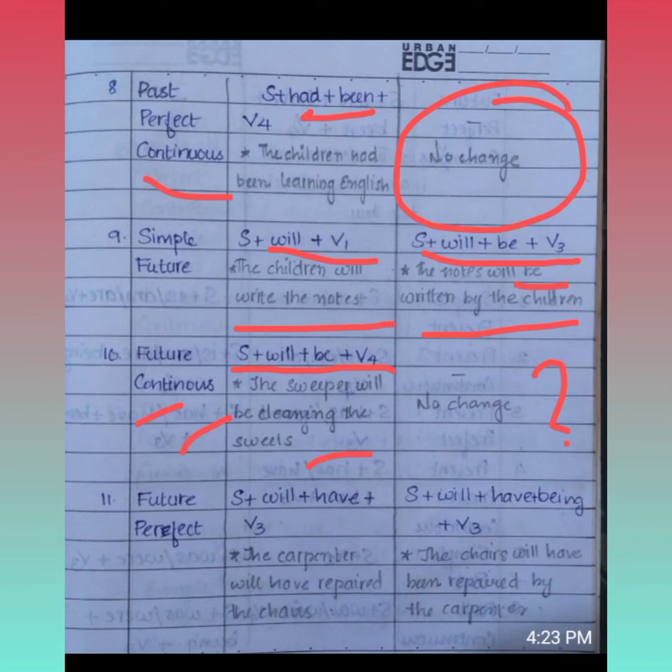If the active voice sentence is in future perfect tense, it will be in the structure of subject plus will plus have plus V3 form of the verb. For example, the carpenter will have repaired the chairs. Then what will be the passive voice for this? Subject plus will plus have been. So the chairs will have been repaired by the carpenter. Here, been. So will have been repaired by the carpenter. Clear, children?